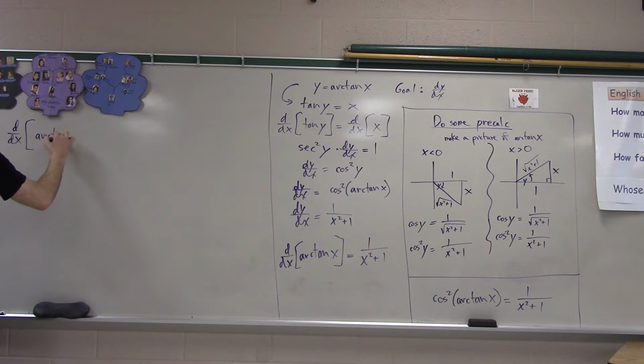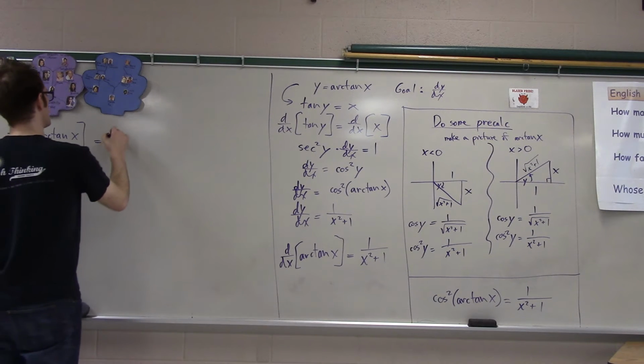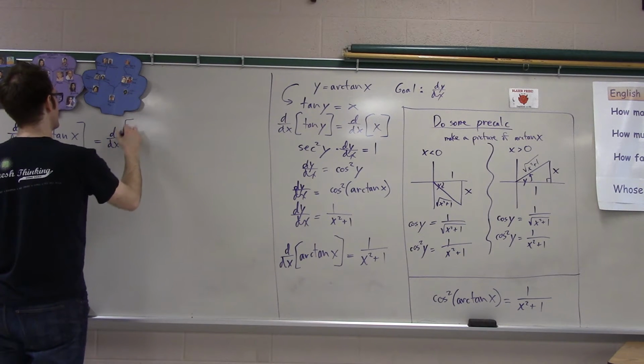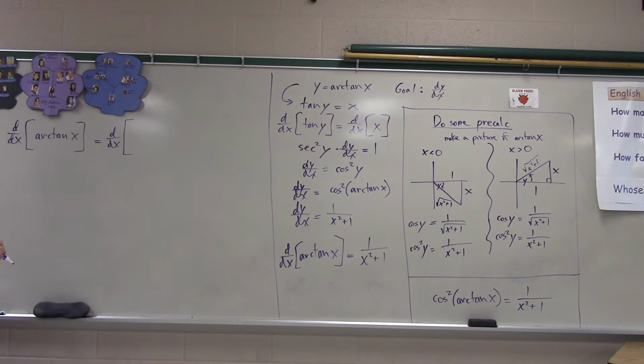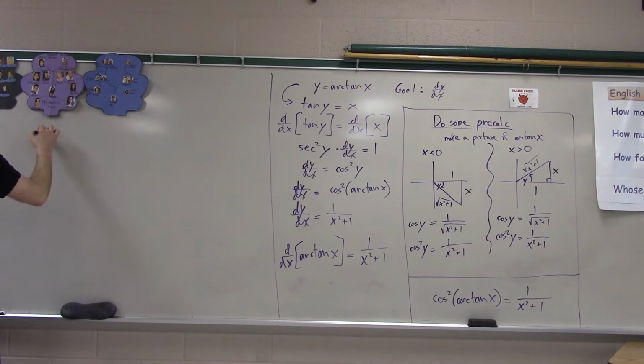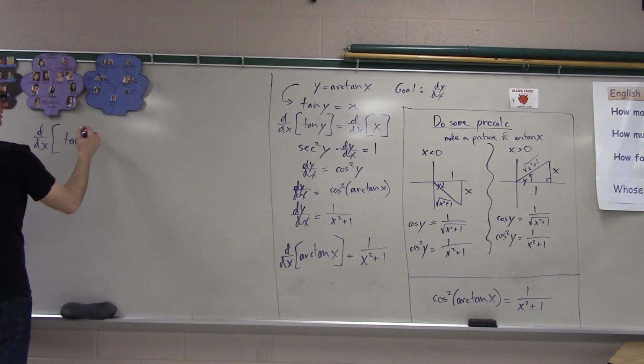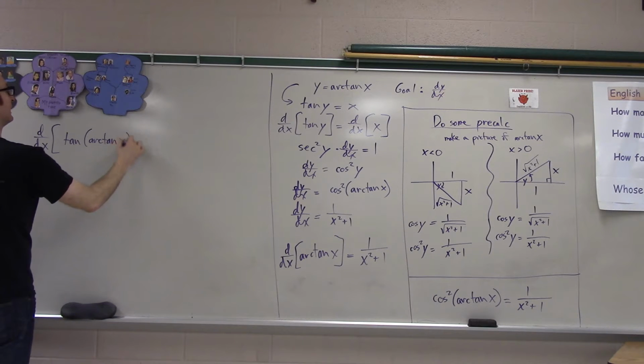differentiate arctan x. Like I said, not totally sure what I'm doing. But I think what I could do is, no, here's what I do. Let's try to come up with the derivative of the tan of the arctan of x. Oh yeah, here we go.